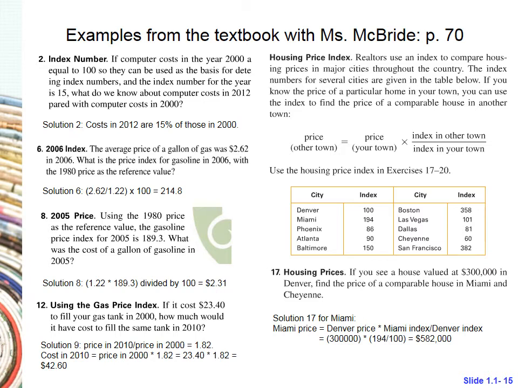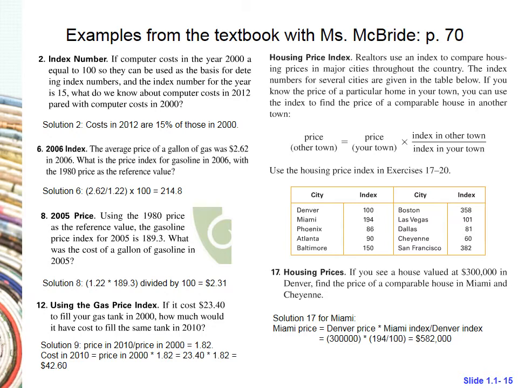So this time I have to work backwards. I'm going to take my $1.22 and multiply it by the 189.3, and you can get those numbers out of the table. So that's my price in 1980 times my inflation index of 189.3. Then I've got to divide that by 100, because remember that 189.3 came from a decimal where we moved it over, so this time we have to move it back. So either just move it back or divide, and you see that the price would be $2.31. And again, you can set that up as a proportion if you want to.